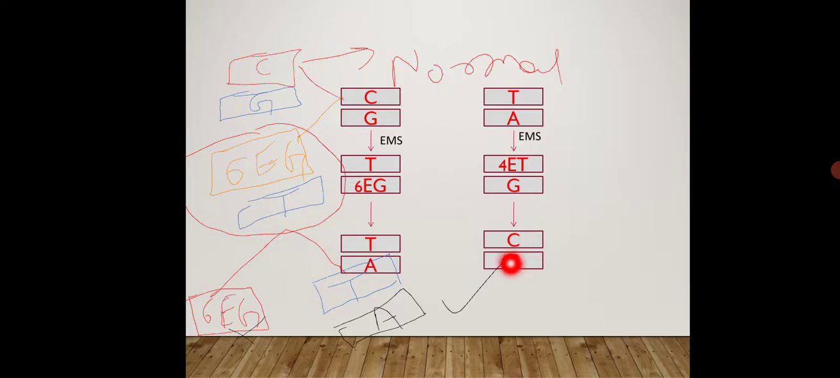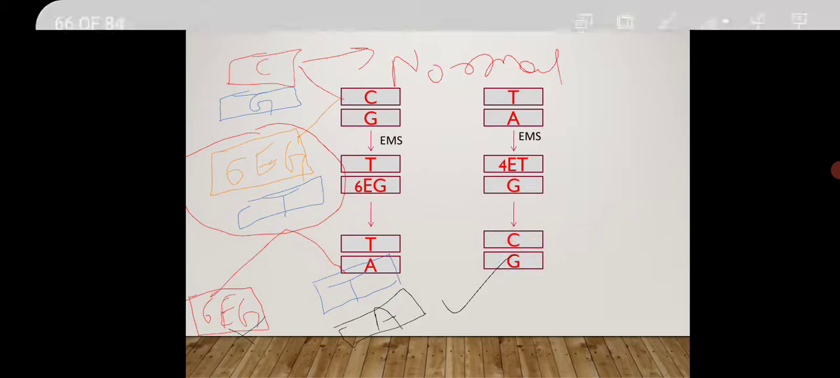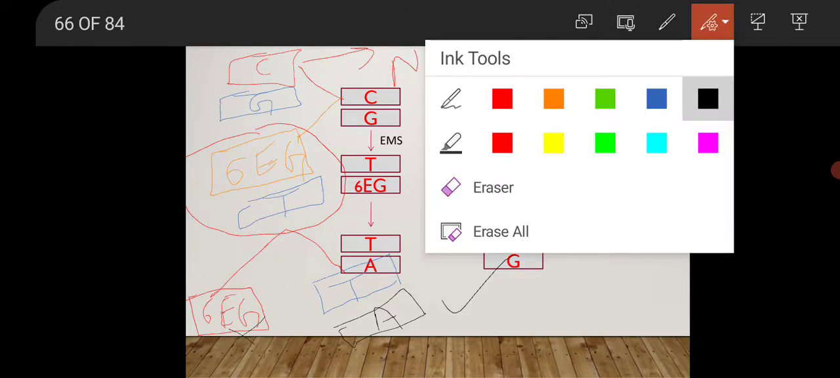Now here there is addition of ethyl group to the thymine. Okay, here there is addition of the EMS, ethyl methane sulfonate, to the thymine. That will produce 4-ethyl thymine. At the 4th position the ethyl group is attached, so it will produce 4-ethyl thymine and that will base pair with this guanine. Okay, and after replication there will be formation of CG. I'll show you how actually it has been formed.